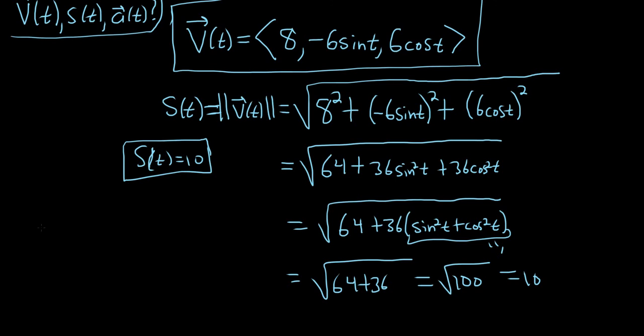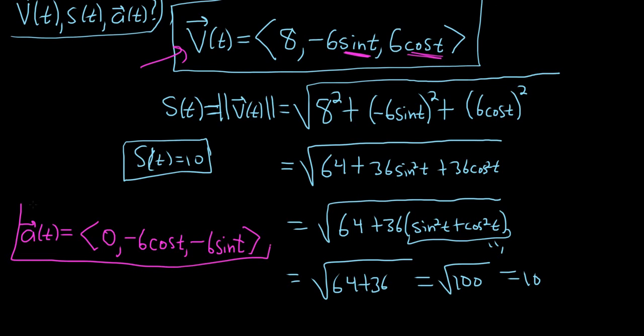The acceleration is the derivative of the velocity. So a of t is going to be equal to the derivative of v. So it'll be, let's see, the derivative of 8 is 0. The derivative of sine is cosine, so we'll just get negative 6 cosine t. And the derivative of cosine is negative sine, so we'll get negative 6 sine of t.